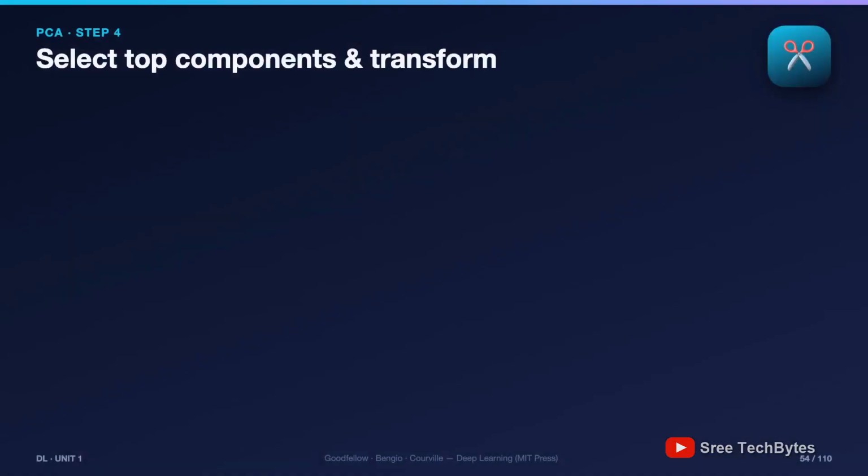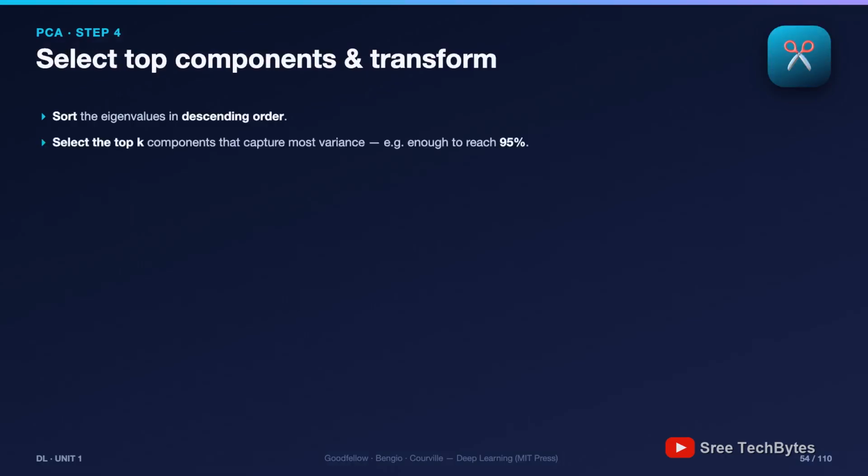And step 4, cash in. Sort the eigenvalues in descending order. Select the top k components, typically enough to capture 95% of the total variance. Then project the original data onto those k directions. The projection itself is just one matrix multiplication, the operation you mastered at the start of this chapter. What do you get? Fewer dimensions, faster models, less noise, with the important patterns preserved.